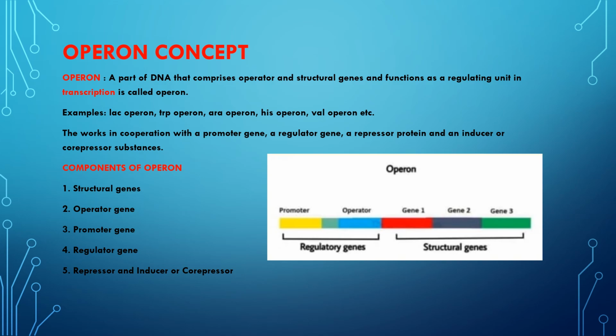The components of operon: structural genes, operator genes, promoter genes, regulator genes, repressor and inducer or co-repressor.